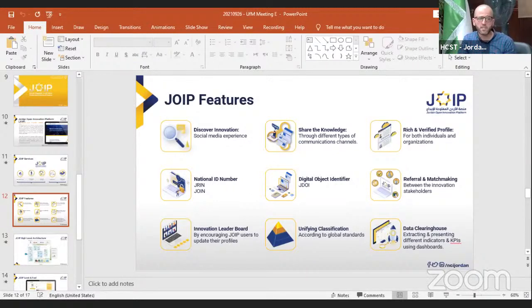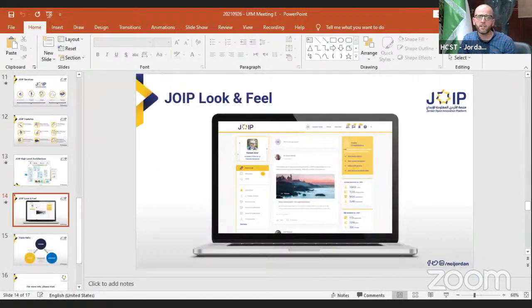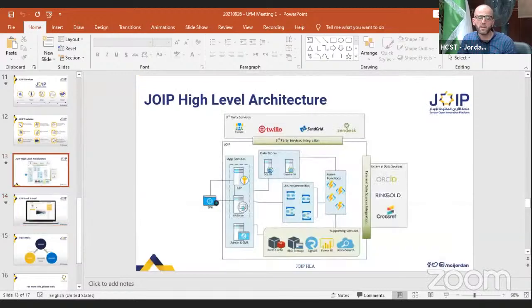Please, next slide. This is a simple figure that shows the architecture of Joy, integrating different APIs from national sources of information. So anyone who joins Joy can have verified, authenticated, correct data for any researchers in the Jordanian ecosystem.